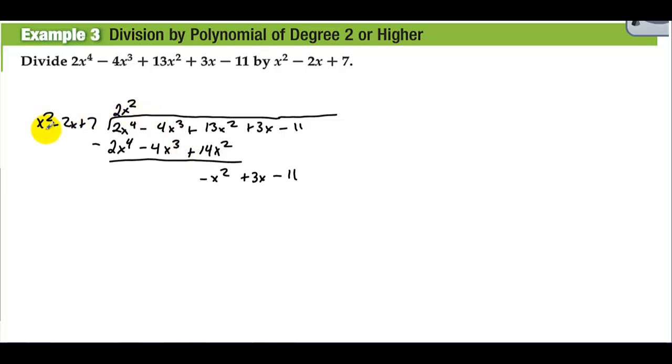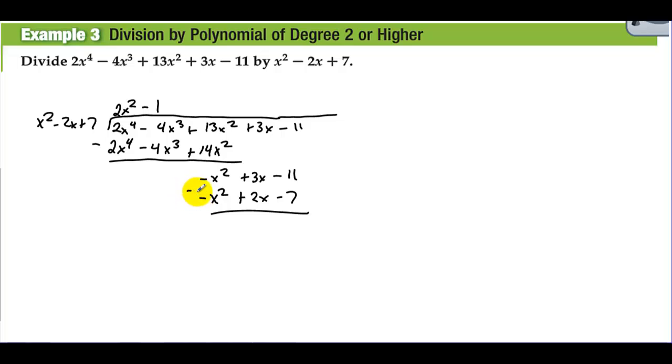Well, what do we multiply times x squared to get negative x squared? That's negative 1. I was going to put x, but we want negative 1. So we need a 1 here. And we get negative x squared plus 2x minus 7.